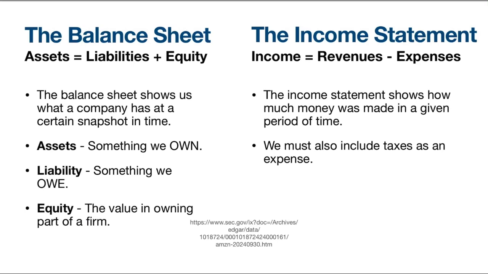The income statement represents how much money we make. Income equals revenues minus expenses. So we take in money for the year, we spend money that year, and what's left over is our income. The income statement shows how much money was made in a given period of time. So sometimes income statements may be quarterly or yearly, and taxes are often included as an expense. We don't have to worry too much about actually making these statements because that's more the role of an accountant, but we're going to use these statements and we want to know how they function.